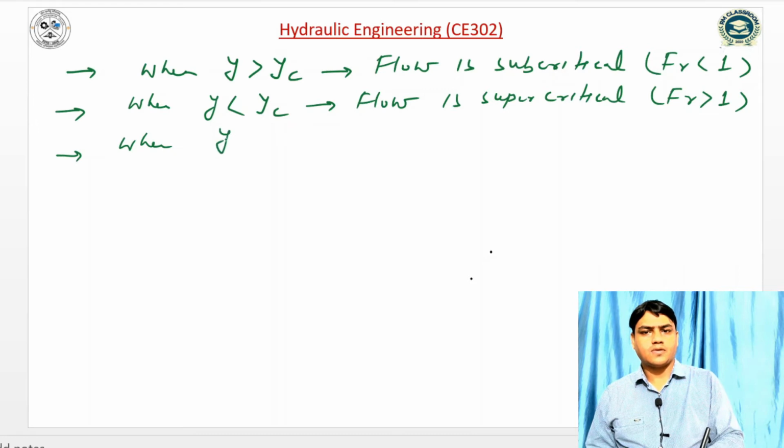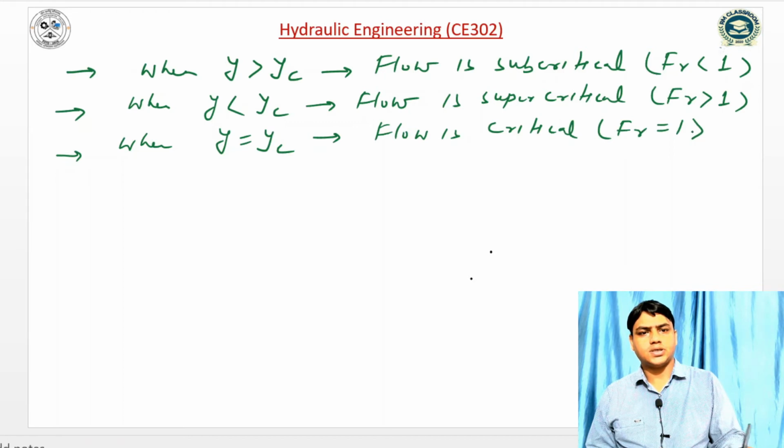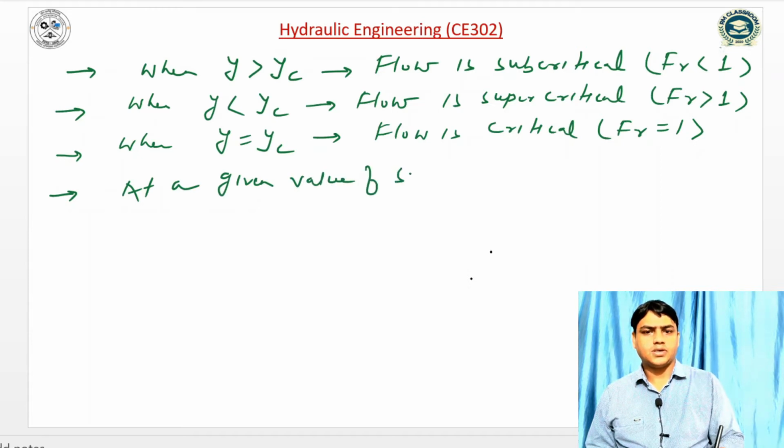When y is equal to yc, flow is critical, and in this case our Froude number is unity. Similarly, we can see that at a given value of specific energy, or we can write at two depths where the specific energy is same.